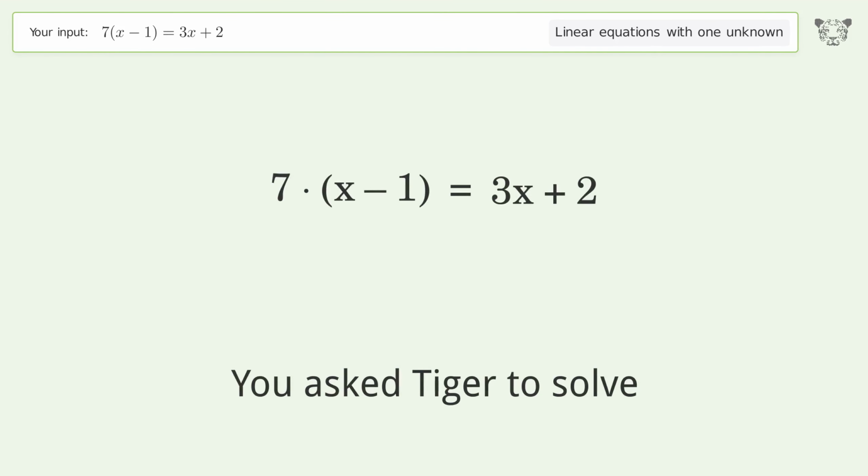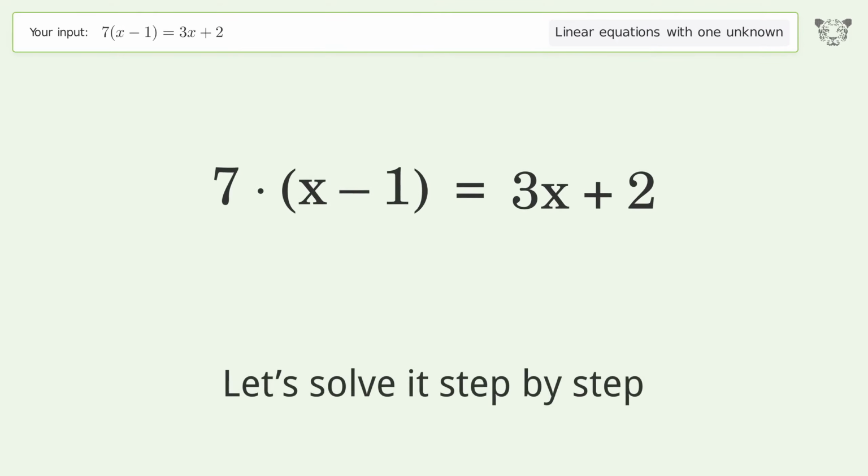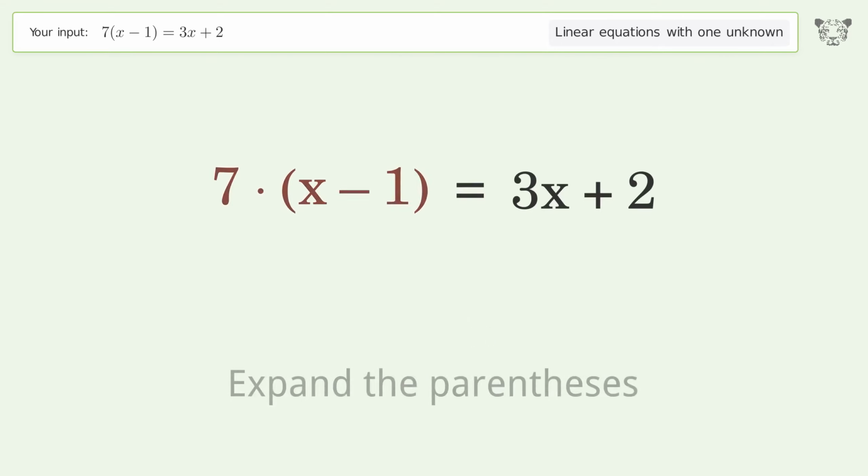You ask Tiger to solve this. This deals with linear equations with one unknown. The final result is x equals 9/4. Let's solve it step by step. Simplify the expression. Expand the parentheses.